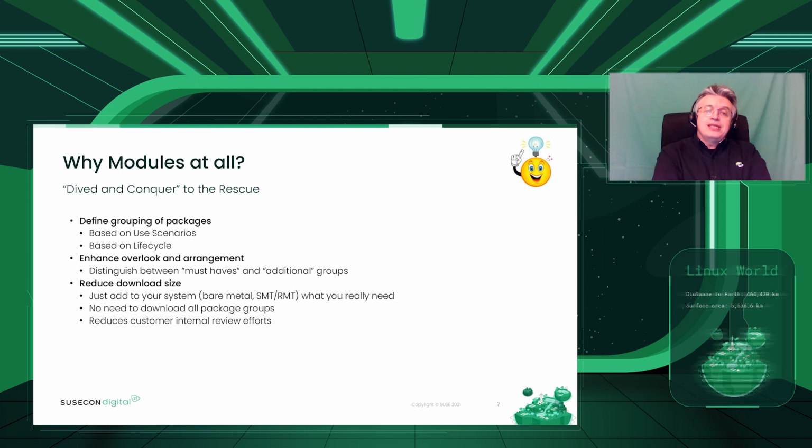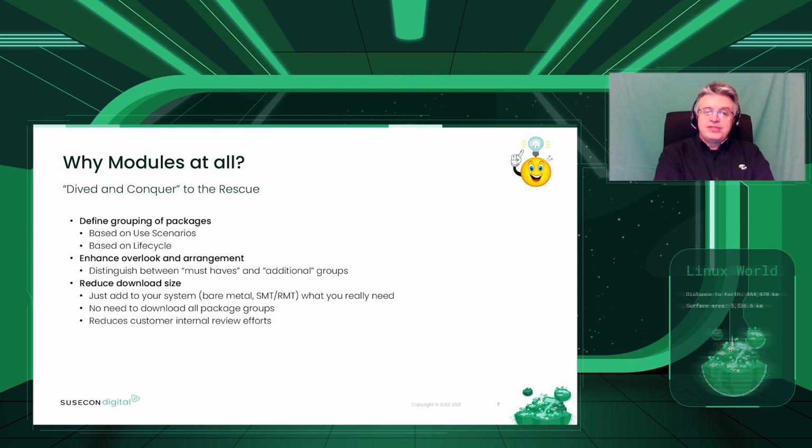We looked at the packages and we defined groupings of these packages. So we put packages together based on use scenarios, based on life cycle, based on if these are must-haves or just additional functionality providing packages. A must-have, for example, for the server would be server applications, while a desktop environment on a server is more in the nice to have, but not in the essential and mandatory area.